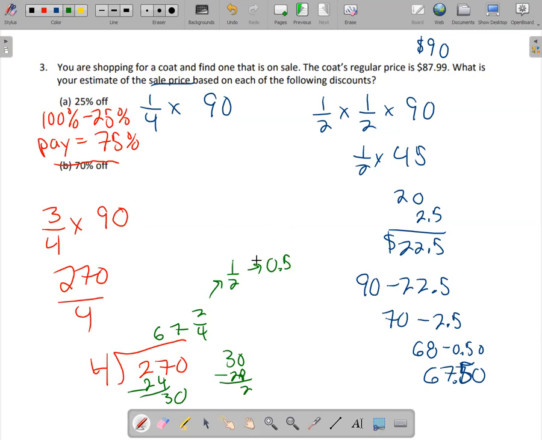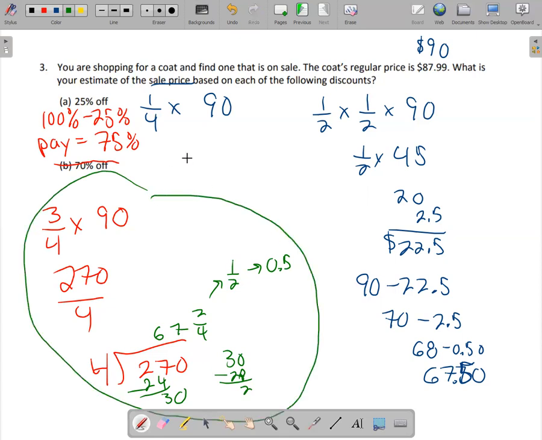So it looks like I'm getting from this other method here that 67.50 should be the answer.